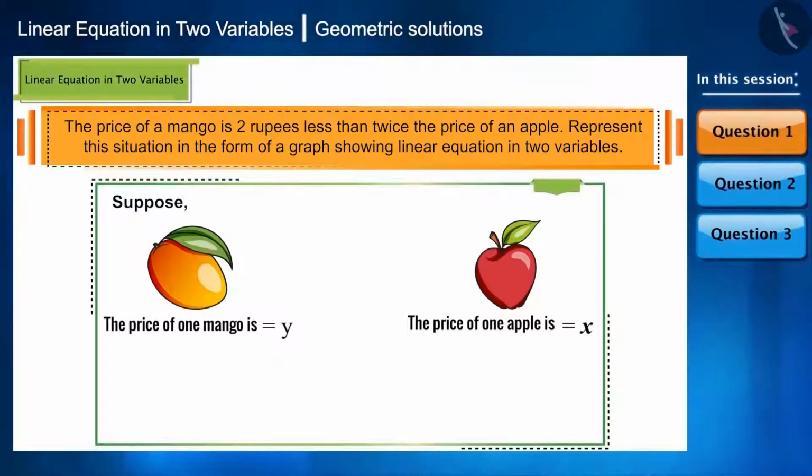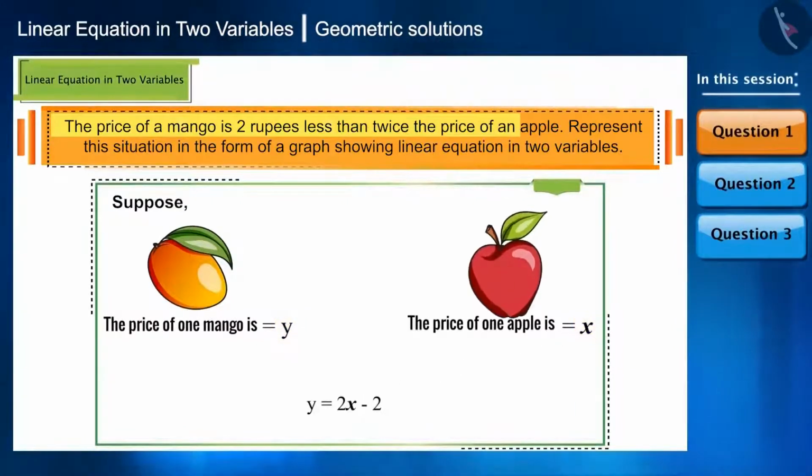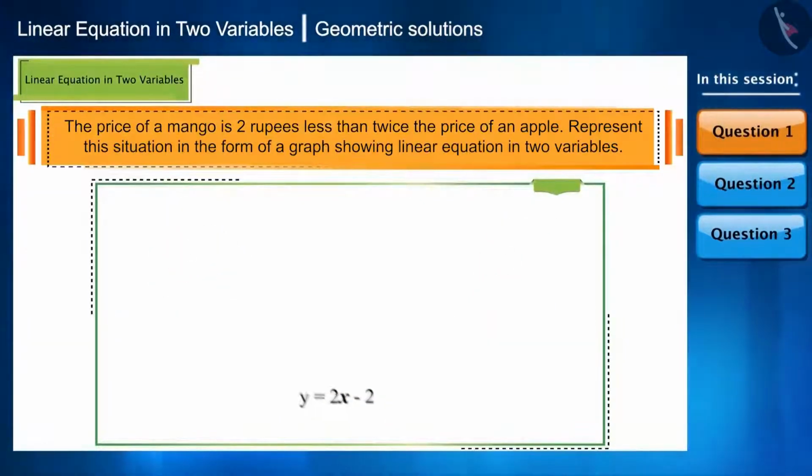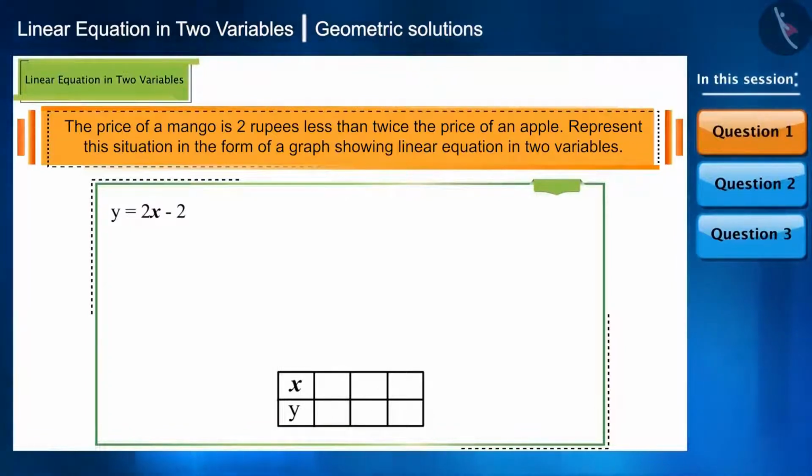Now, according to the condition, we will form an equation. The condition is that the price of one mango, that is y, is 2 less than twice the price of one apple. Y is 2 less than 2x, that is y = 2x - 2. The equation is ready. Now, we have to make a graph by marking their coordinates on x and y axis. How will you do this? We will make a table of x and y and find different values for x and y.